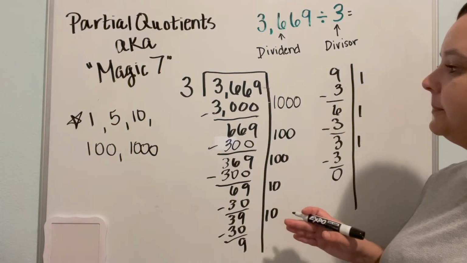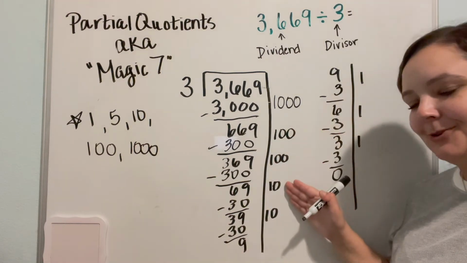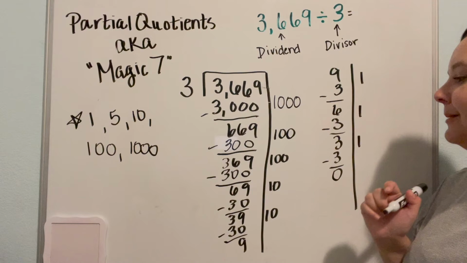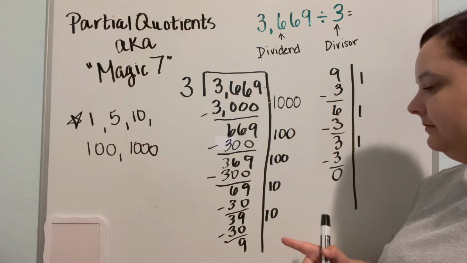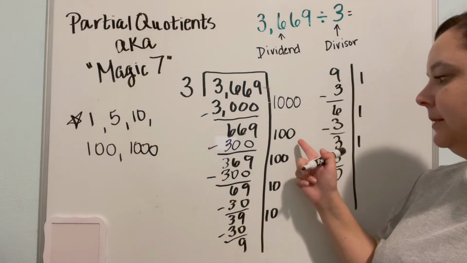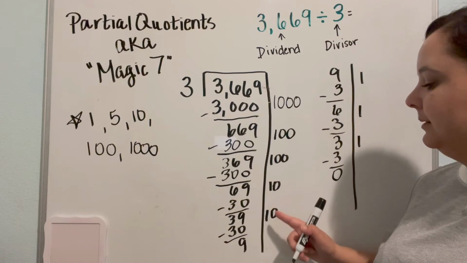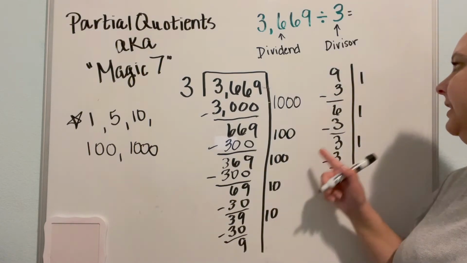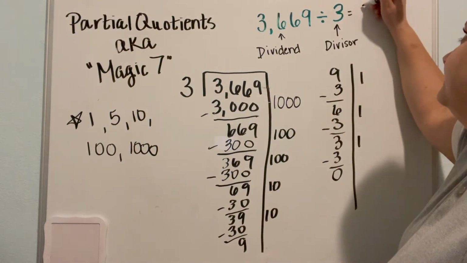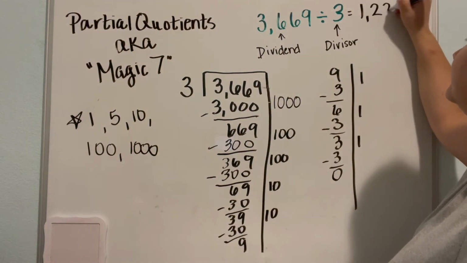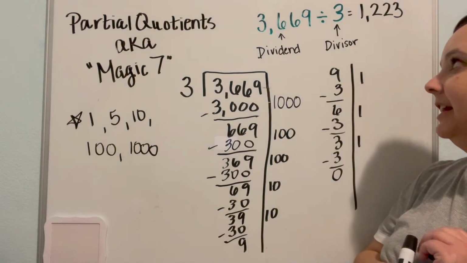So what I do at this point to find my full quotient, because these are partial quotients over here, is add all of my partial quotients together. So I have 1,000 plus 100 plus 100 is 1,200, plus 10 is 1,220, plus 3 is 1,223. Now this should be the quotient that we need.